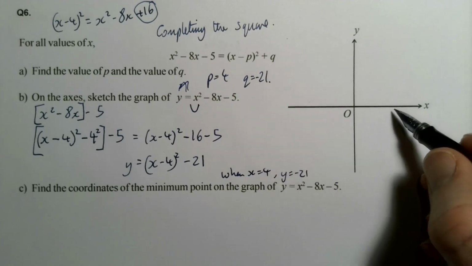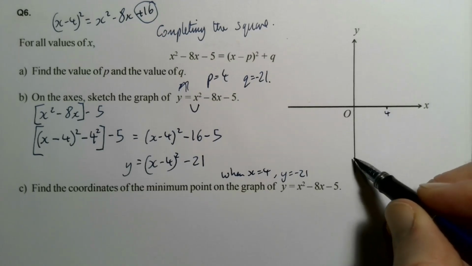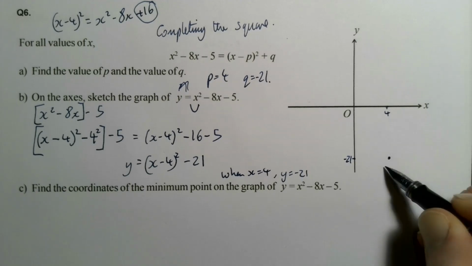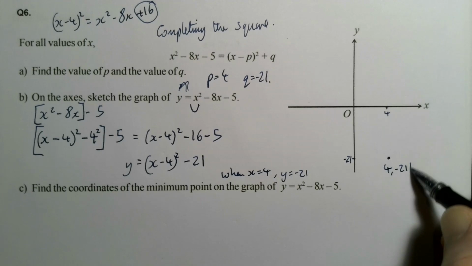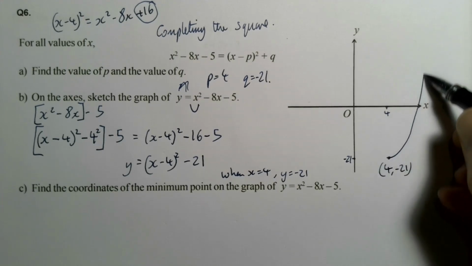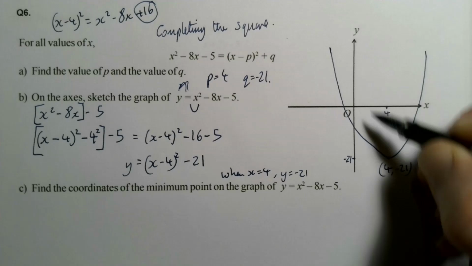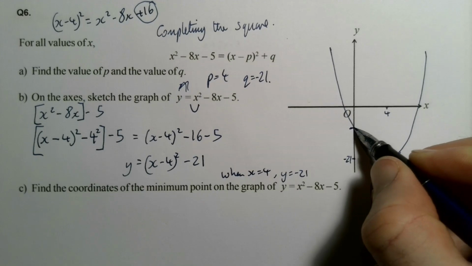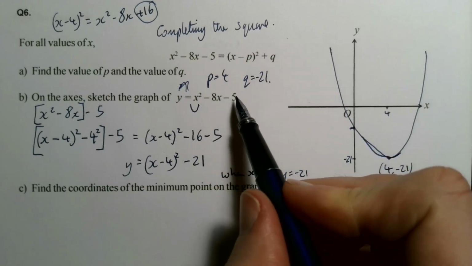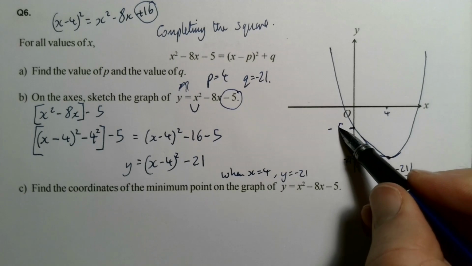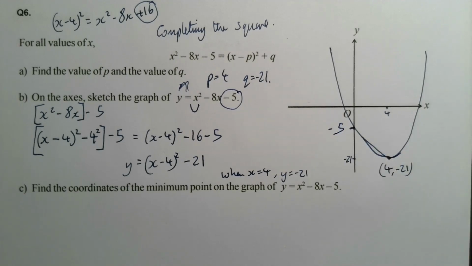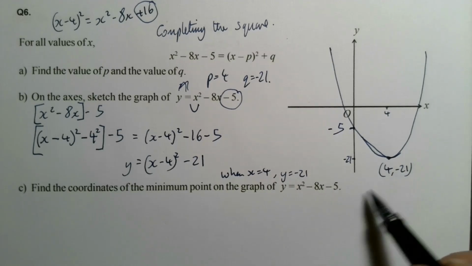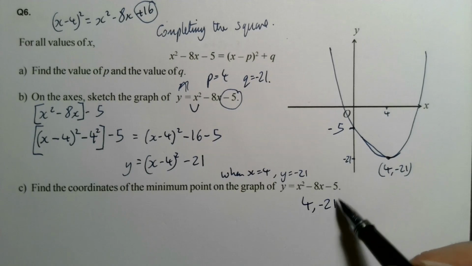So where's 4 and negative 21? Well, the scale doesn't have to be absolutely spot on. If I go to negative 21 down here, I'm going to plot that, and then I'm going to have a curve sort of going up like that. It's going to look something like that. That's not very nicely done, but anyway. And I can also put one other thing on. The y-intercept is that value there, so I can put minus 5 on there. And the coordinates of the minimum point are what we've just done there, 4, negative 21.